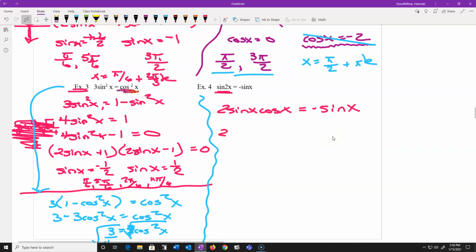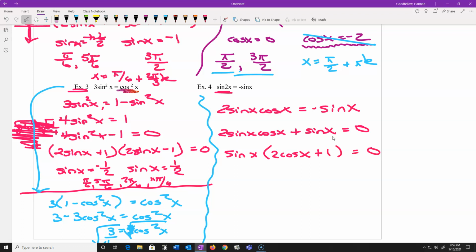So if I add that to the other side, 2 sine x cosine x plus sine x is equal to 0. And then I'd take a sine x out, and I'd be left with 2 cosine x plus 1 set equal to 0. And then you're solving two situations where sine x is 0 and where cosine of x is equal to negative 1/2.